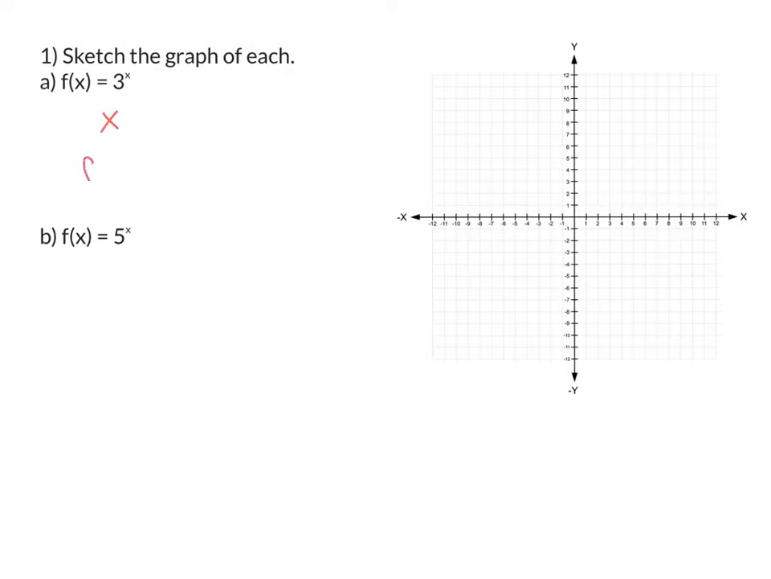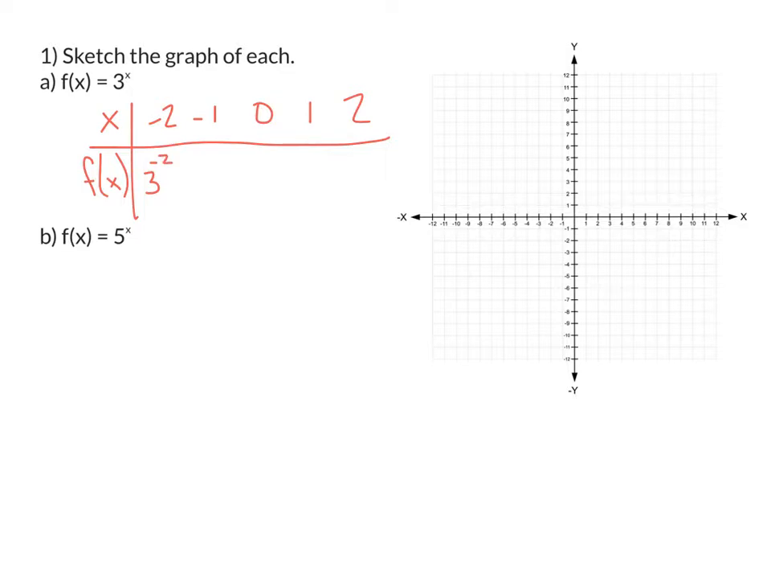So there's x and f of x. And I'll choose the basic numbers here, -2, -1, 0, 1, and 2 for x. You can input anything you want here and then just determine what the output is, and that'll help you graph literally anything all the time. So when we do -2, we have 3 to the -2 power.